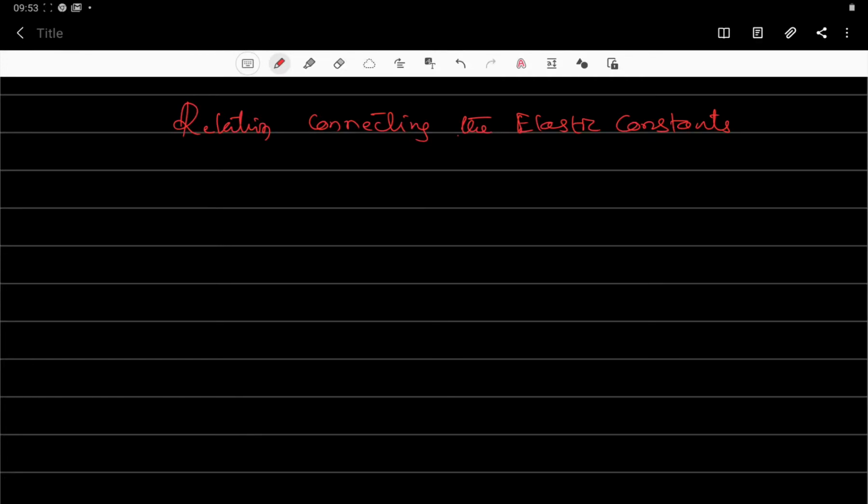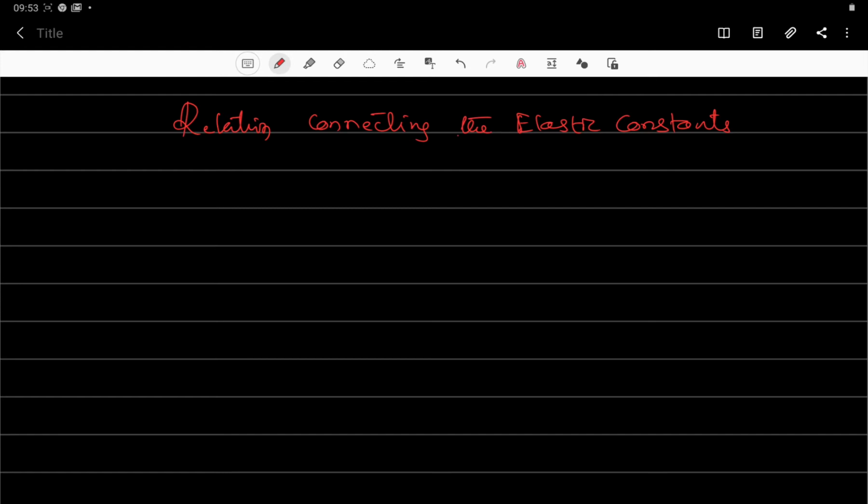Dear students, today we will discuss the relation connecting the elastic constants. In the last two classes we have studied the deformation of a cube, the bulk modulus, the modulus of rigidity and Young's modulus, and we have derived those expressions.